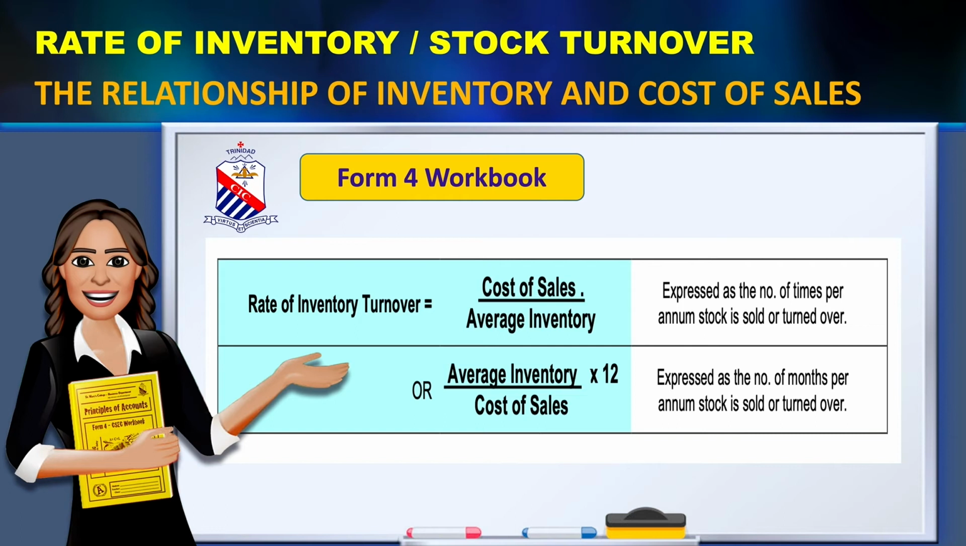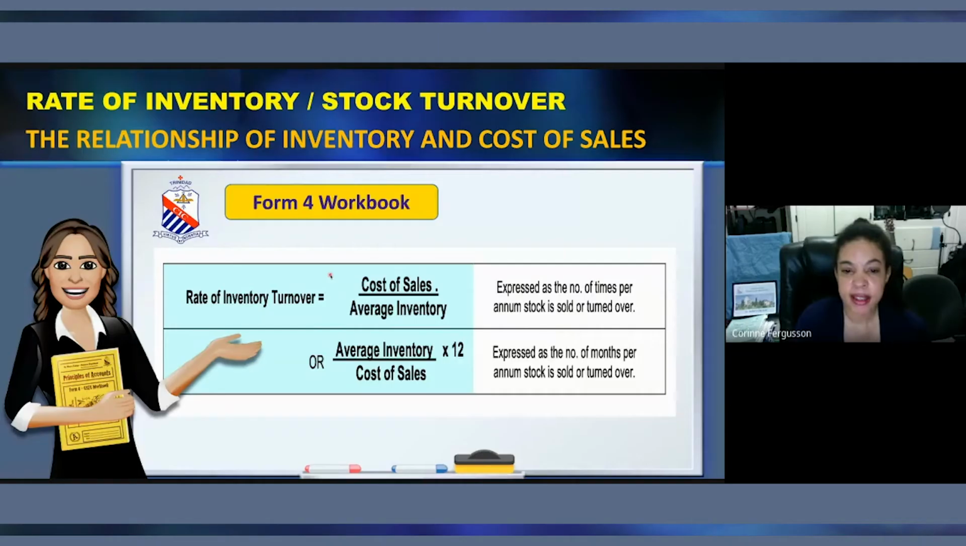This is the main ratio that you learn off. Very, very easy. The main ratio that they have in your syllabus, your rate of inventory turnover, is this formula, which is your cost of sales over your average inventory. And that answer is expressed in terms of times. So you put the answer and then you put times.